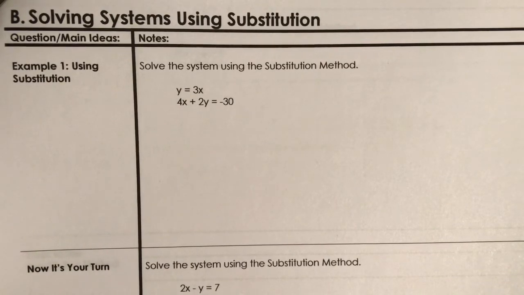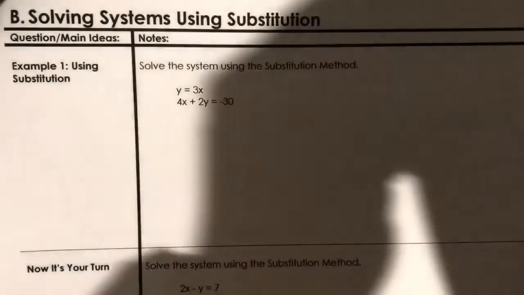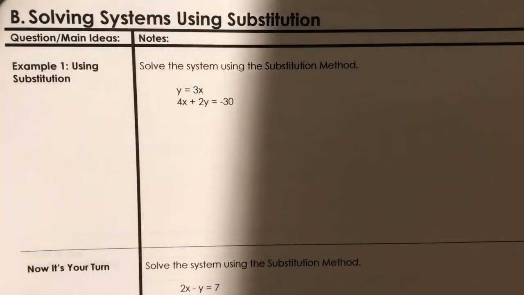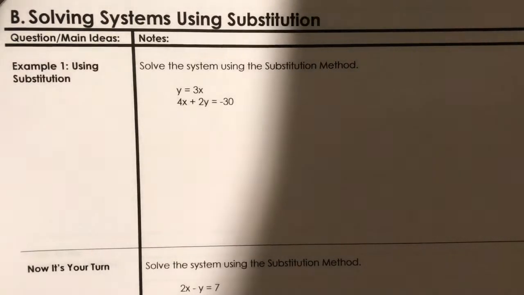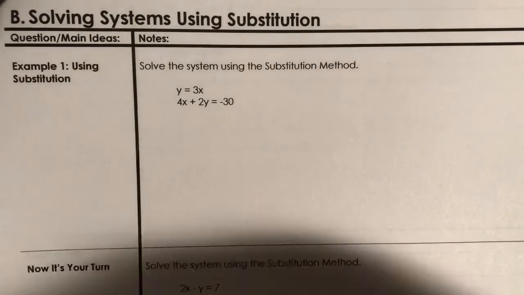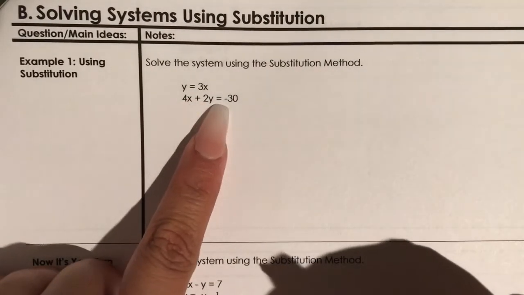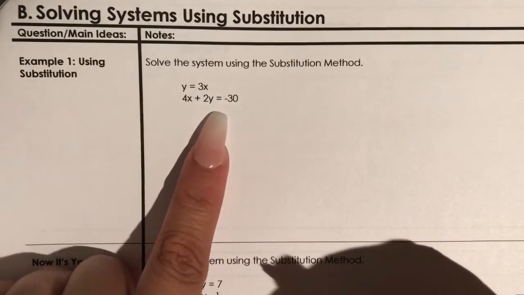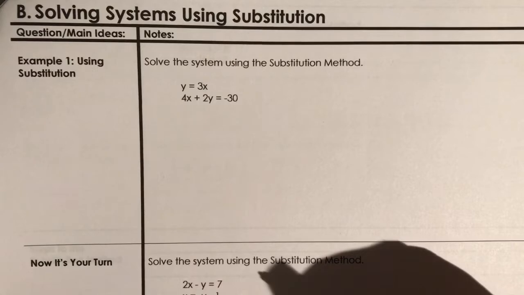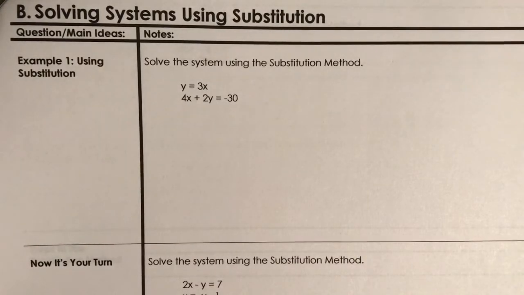Using substitution, we're going to solve the system using the substitution method. y equals 3x, 4x plus 2y equals -30. So we are given the value of a variable. What that means to us is that since now I have y equals 3x, that means that I can go ahead and turn my whole second line into entire values of x and then solve for x and y and get my solution that way.